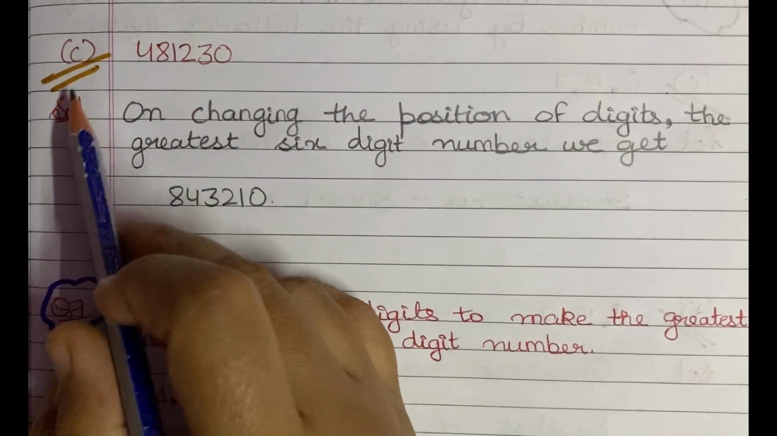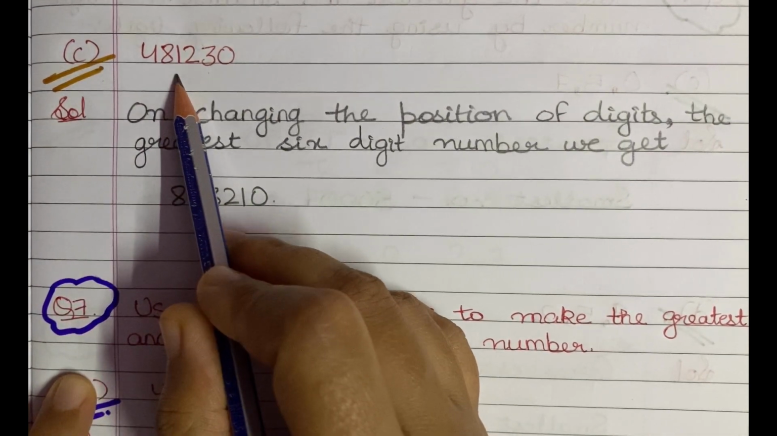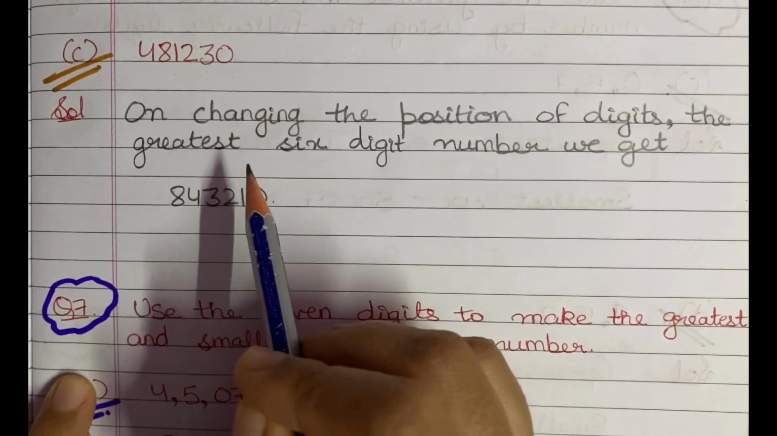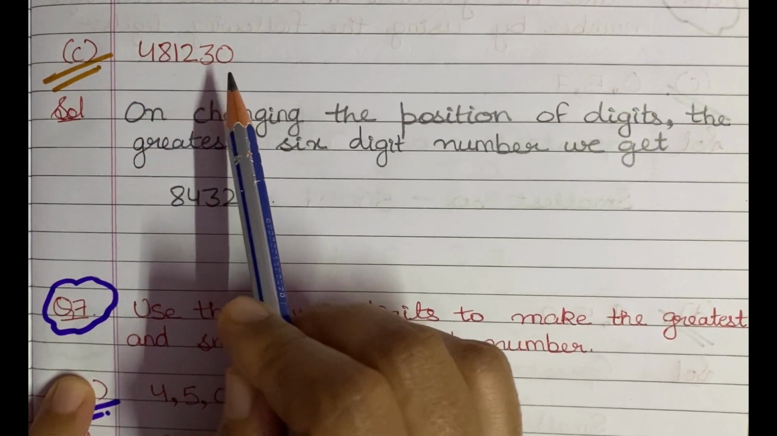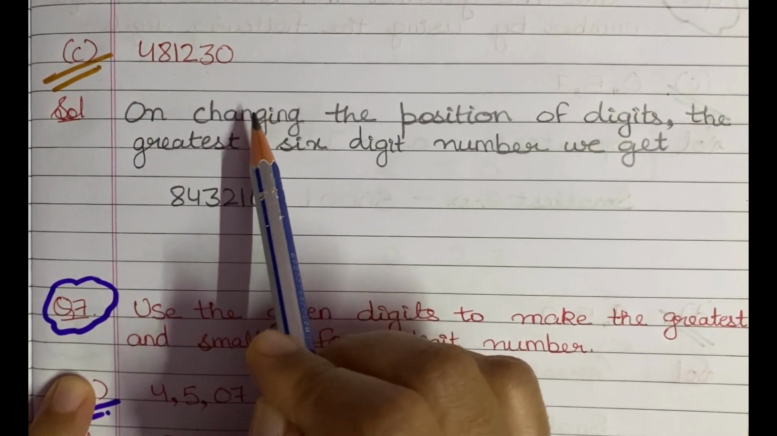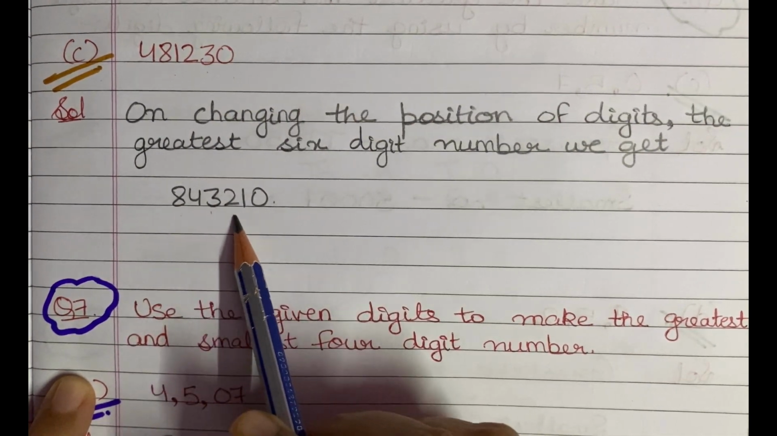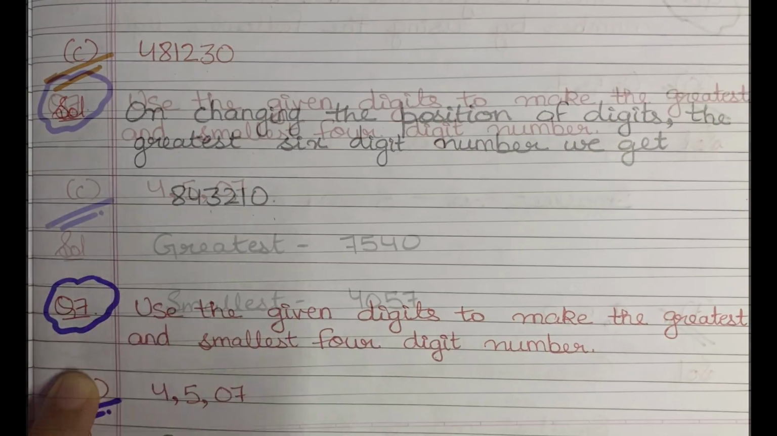Next is C part of the same question, and in this we are having 4,81,230. So students, to write the greatest 6-digit number, we will again arrange these given digits in descending order, and on doing so we will get our answer as 8,43,210. Hopefully it is also clear to you.